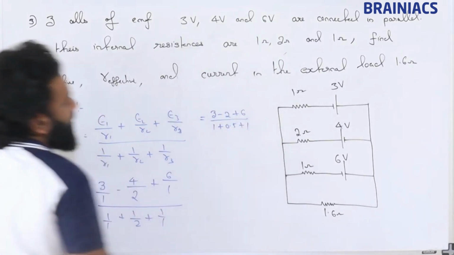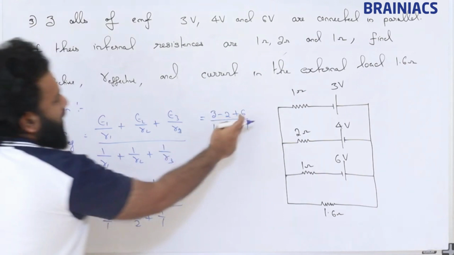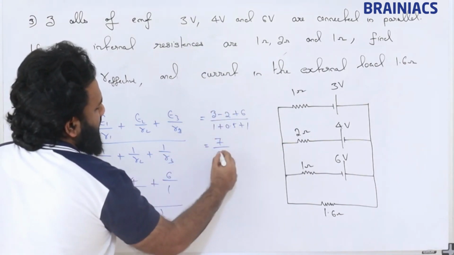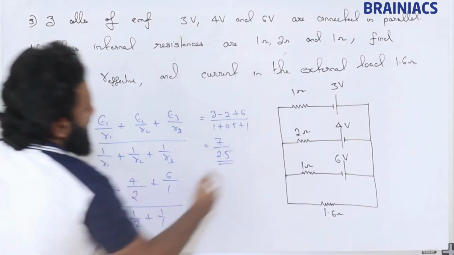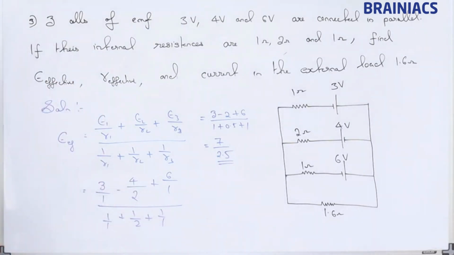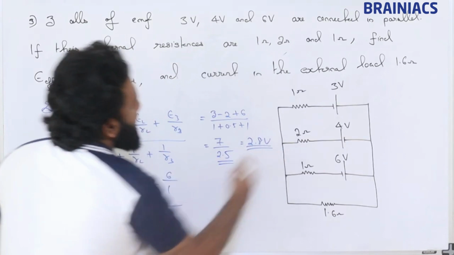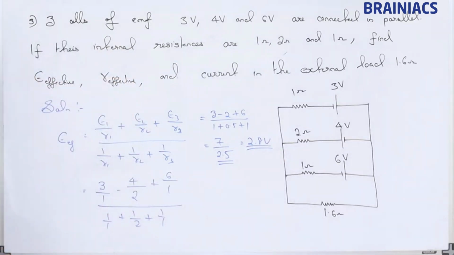0.5 plus 1. So this is 9 minus 2, which is 7, divided by 2.5. This is the effective voltage, or effective EMF, of this combination. Clear? If we simplify, we will be getting this as 2.8 volt.